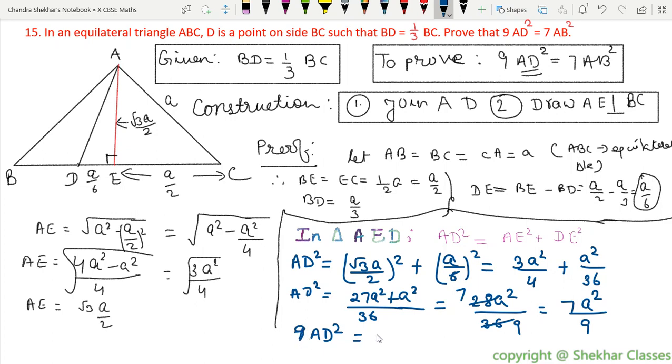9 AD square is equal to 7A square, and we know that A is nothing but AB, BC or CA. So instead of writing that, we can write finally that 9 AD square is equal to 7 AB square, and hence proved. Okay, this is what we finally have proved.